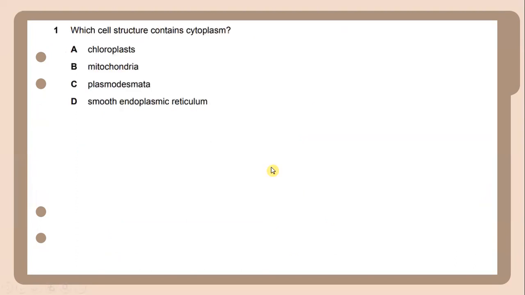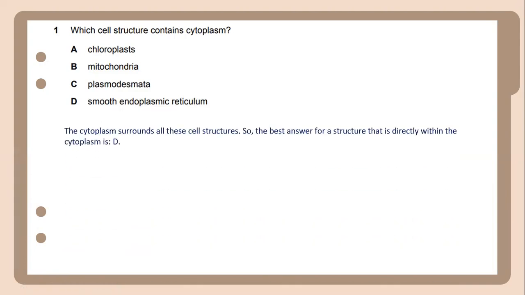Which cell structure contains cytoplasm? The cytoplasm surrounds all these cell structures. So, the best answer for a structure that is directly within the cytoplasm is smooth endoplasmic reticulum.